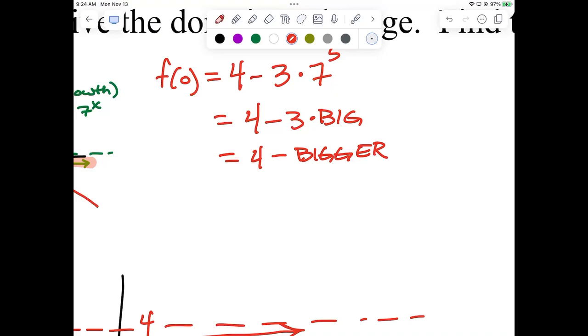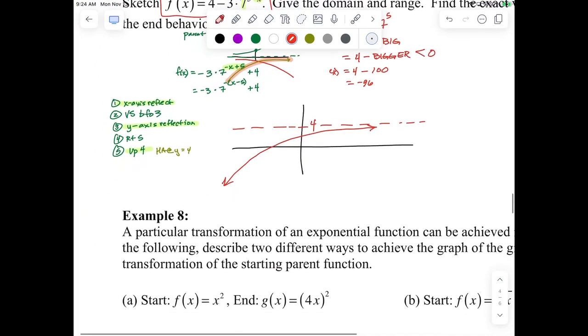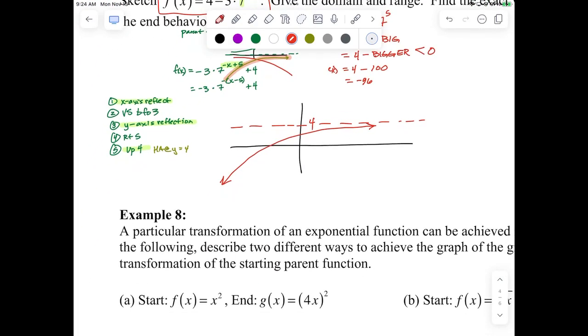It should be negative, right? Like 4 minus 100, let's say. But it says 4 minus a bigger number. Yeah, so let's try it out. For an example, what would 4 minus 100 be? It would be negative 96. Yeah, so 4 minus a bigger number is going to be less than 0. So my y-intercept should be negative, right? And the way I have it drawn right now, my y-intercept is positive.